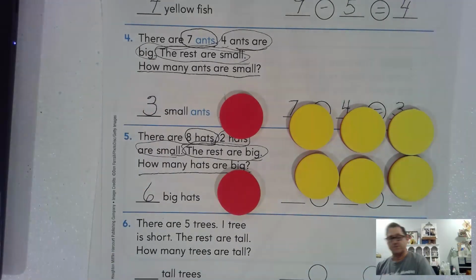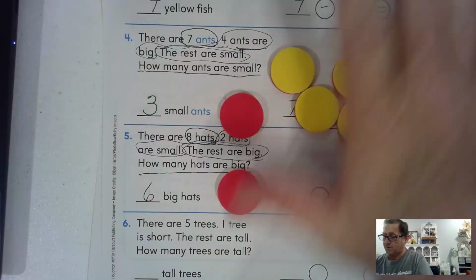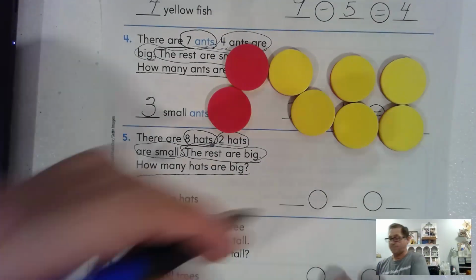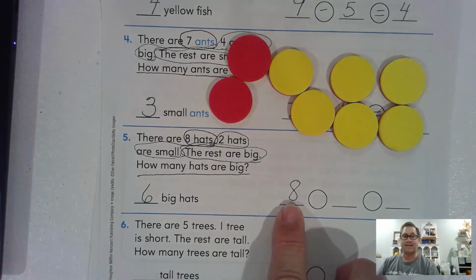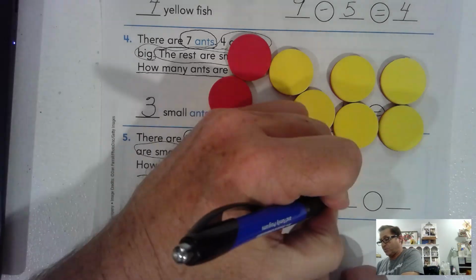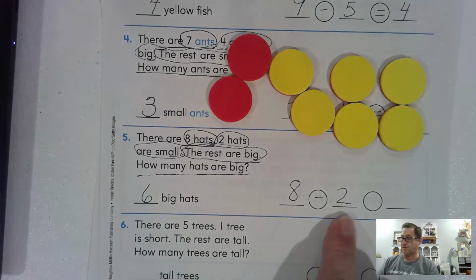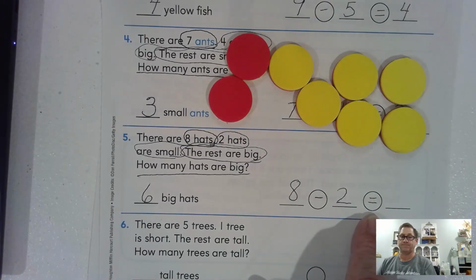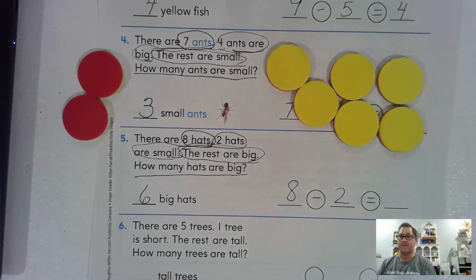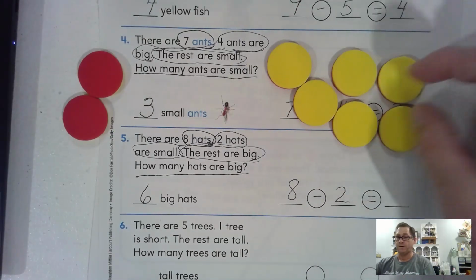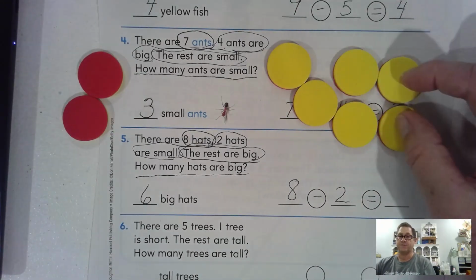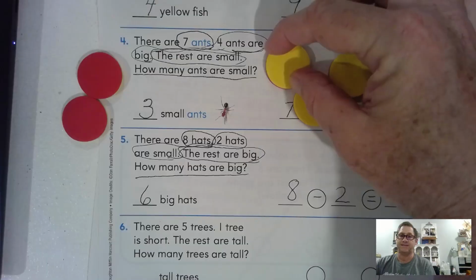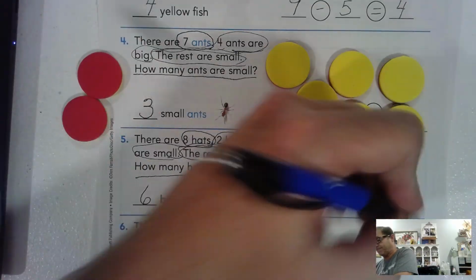So 6 big hats. So what's our subtraction problem? 8 hats, take away the 2 small hats equals, we took those away. How many were we left with? 2, 4, 6. So we can count by 2s, right? 2, 4, 6.